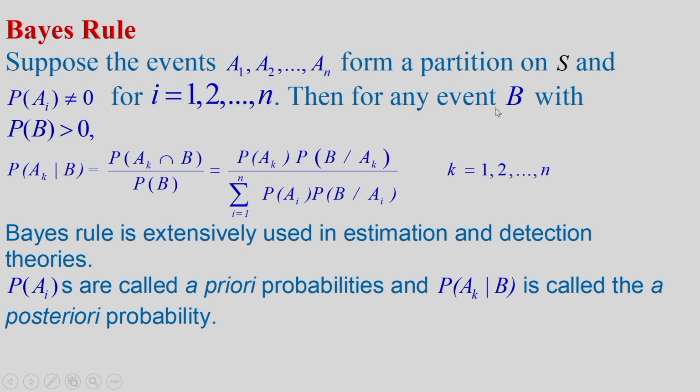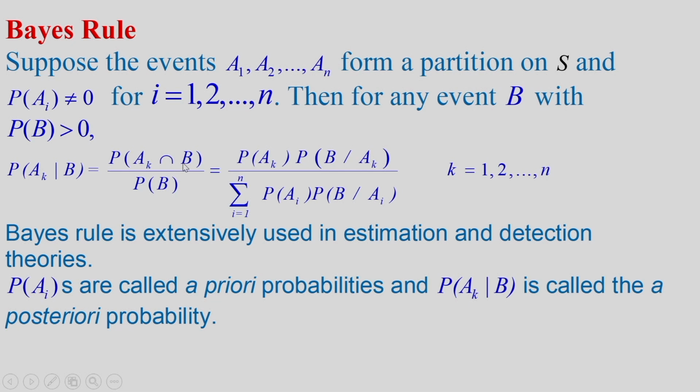Then for any event B with probability of B greater than 0, we can write P(Ak given B). Suppose this event B is given, then what is the probability of this prior event Ak? Probability of Ak given B, and this by definition is equal to the probability of Ak intersection B divided by P(B).